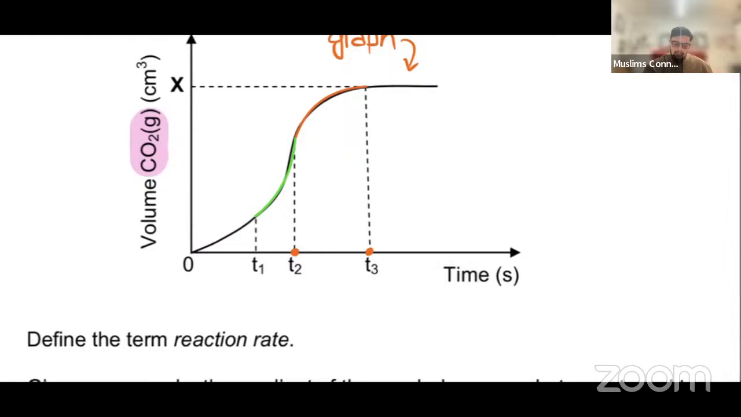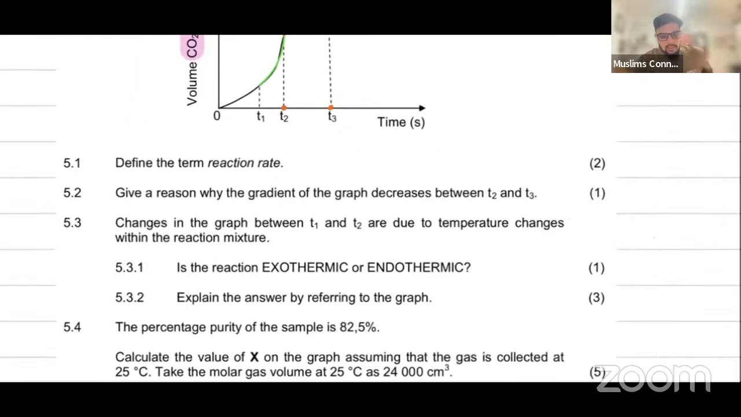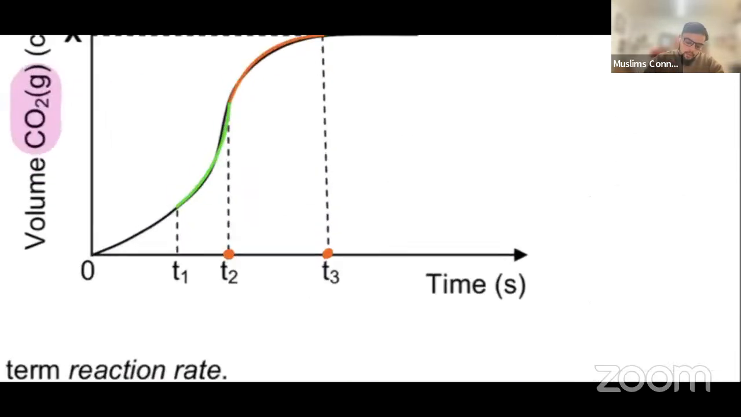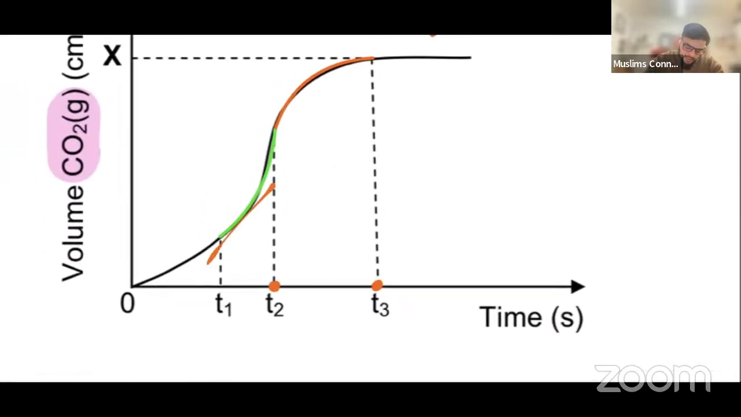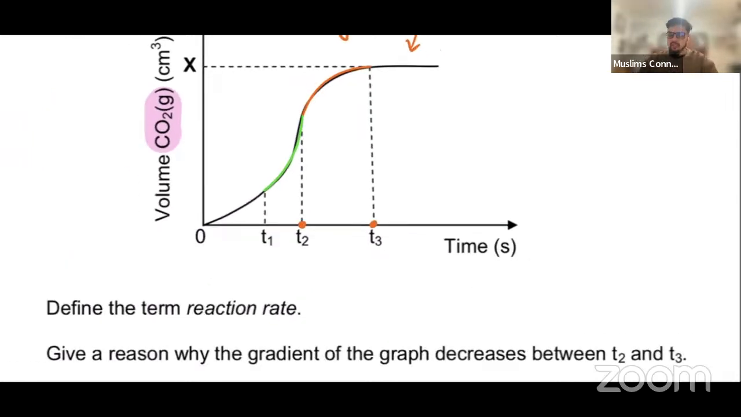Okay, very interesting, a little bit of a new thing that we haven't discussed. They say that changes in the graph between T1 and T2 are due to temperature changes within the reaction mixture. Is the reaction exothermic or endothermic? So we see that the gradient is getting steeper and steeper as we go from T1 to T2. So that means the rate of reaction is increasing.